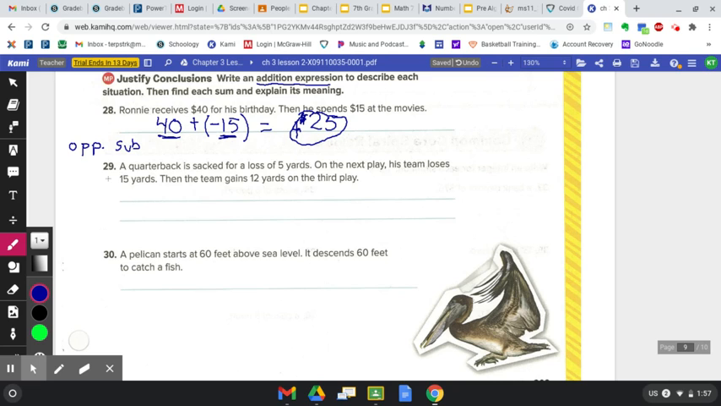See if you can solve number 29 and 30. So you've got to set up an addition problem and then solve it. So pause the video here and work on those two.